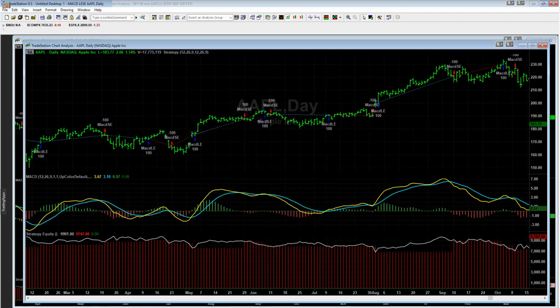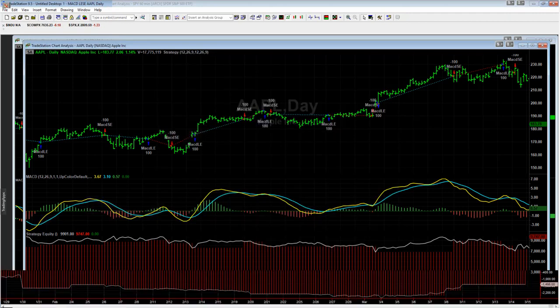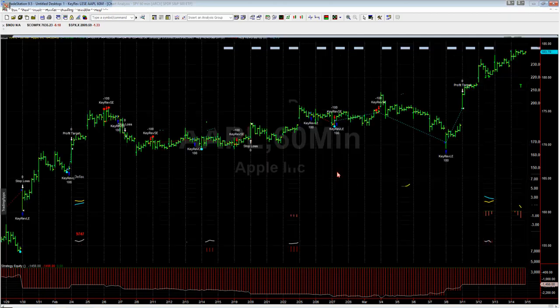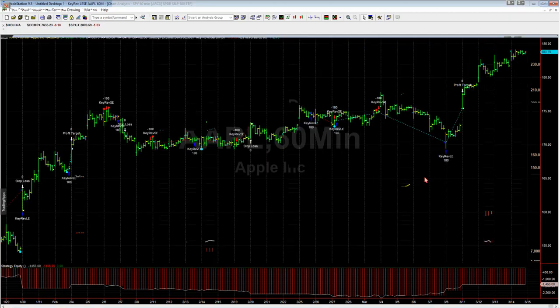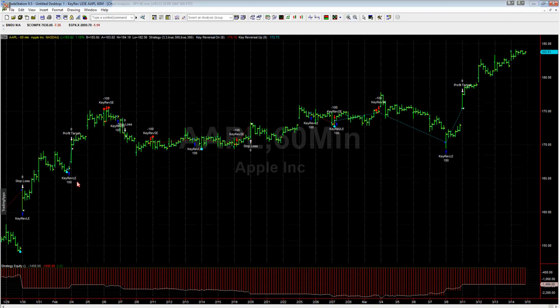Let's take a look at another idea. Here I have the chart already built. This is one of my favorite patterns. This is a key reversal pattern. And a key reversal pattern is a pattern where you have a lower low but a higher close. Zoom in on this one right here.